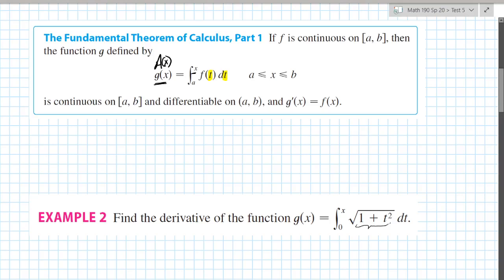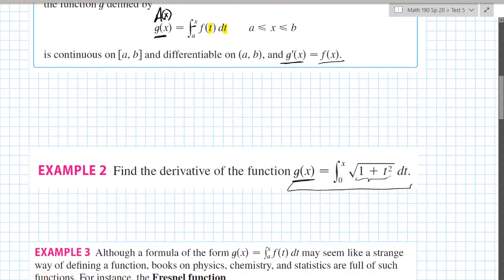Then it says, okay, if we've got this set up, which we have, step 2, check. This function, g of x, is continuous and it's differentiable. And the derivative of g of x is f evaluated at x. So what is our f of t in this problem? Our f of t is the square root of 1 plus t squared.